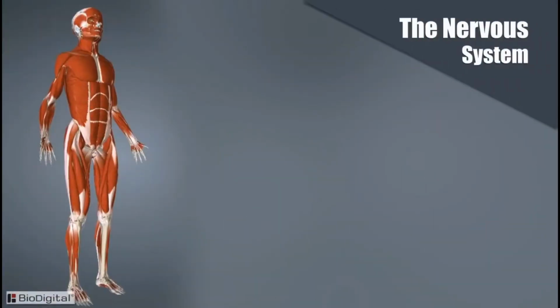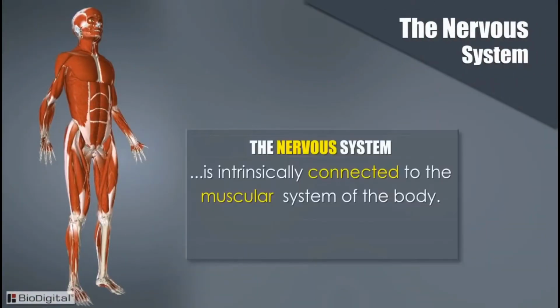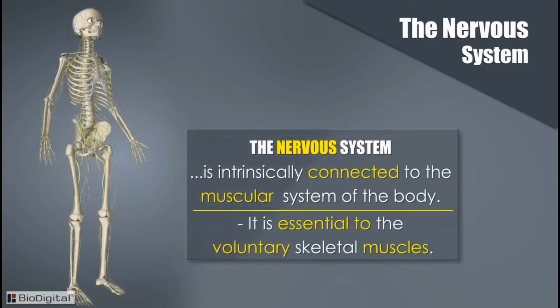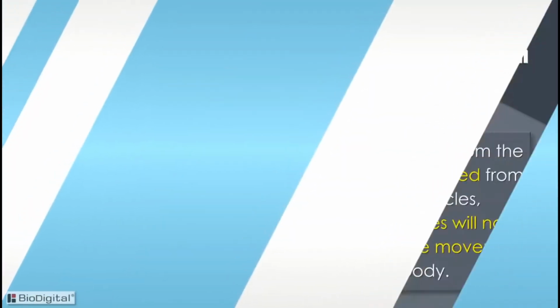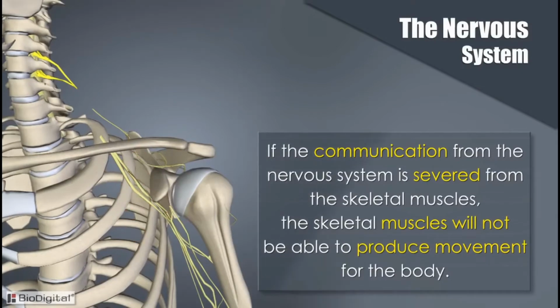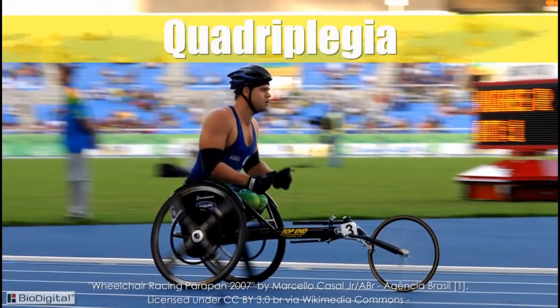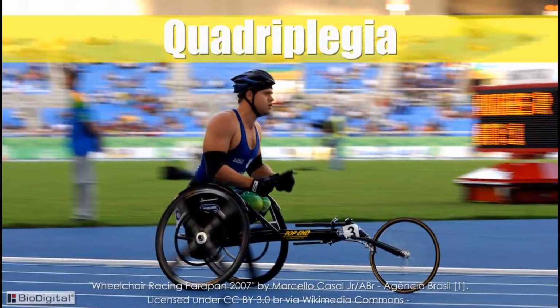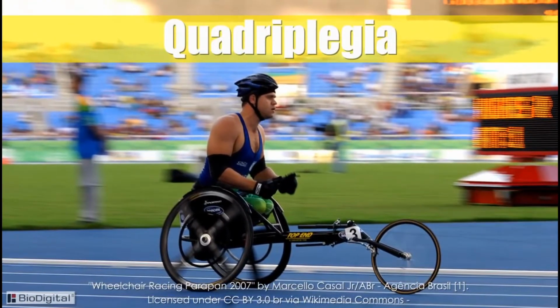While not technically part of the same system, the nervous system is intrinsically connected to the muscular system of the body. It is essential to the voluntary skeletal muscles. If the communication from the nervous system is severed, the skeletal muscles will not be able to produce movement for the body. The body is now in a state of paralysis. This is known as quadriplegia.